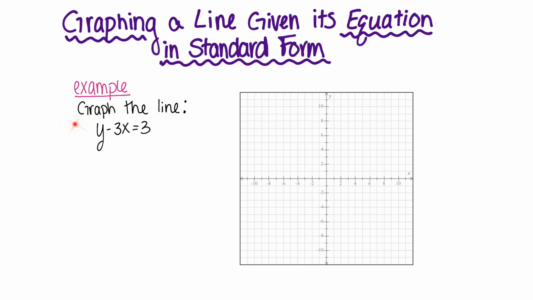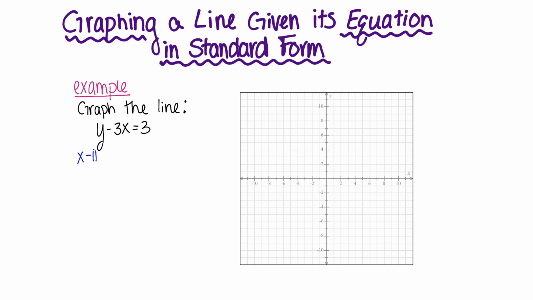Your other option is to put it into y equals mx plus b format. So you could take this equation and you could add 3x to both sides. And then you would have y equals 3x plus 3, and you could plot this using y equals mx plus b, so using slope and y-intercept. However, I think I'm going to go about this with the x and y-intercept method because it's a little faster.